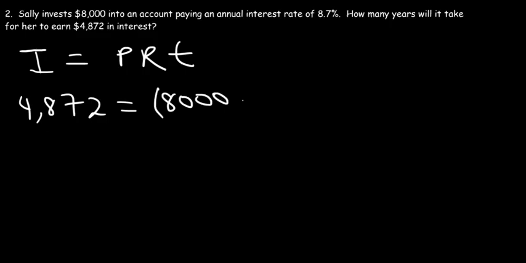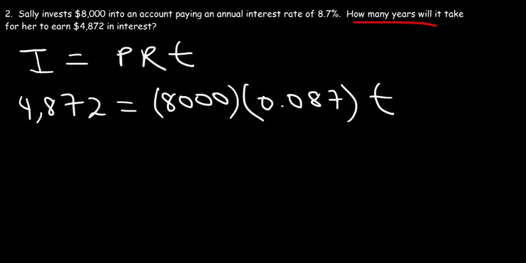That's P. R is the interest rate. So if we take 8.7 and divide it by 100, R is 0.087. That's the decimal equivalent of 8.7%. Our goal is to find T. We need to find the value of T in this problem because we're looking for how many years it's going to take her to earn this level of interest.